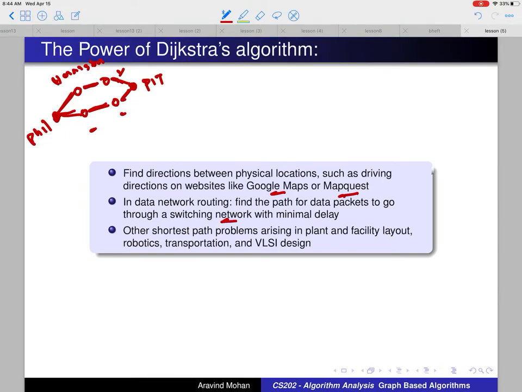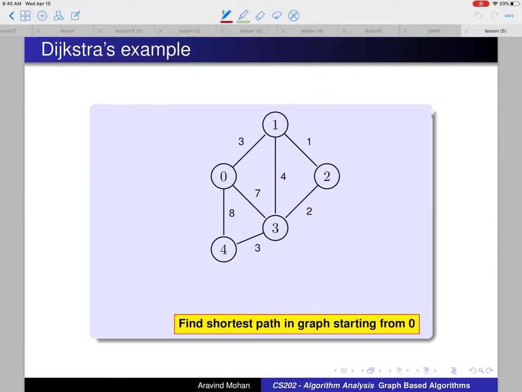The other application would be the network, where data packets are sent in data network routing. So we could find the path for the data packet to go through such a network with minimum delay. And then the same thing could be used in robotics, transportation, and VLSI design, where we make circuits, right? So clearly, every time we have a graph-based problem and we would like to find the shortest path from one vertex to all other vertices, we should be able to do so by applying Dijkstra's algorithm.